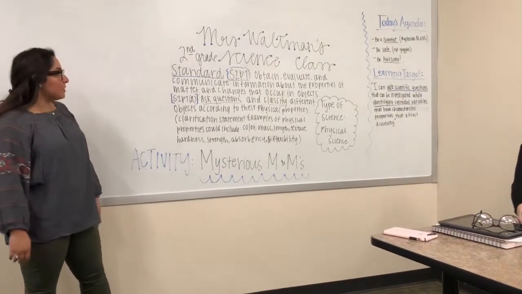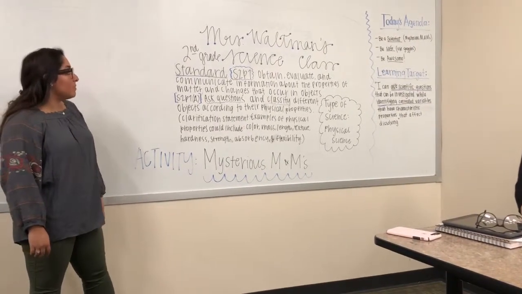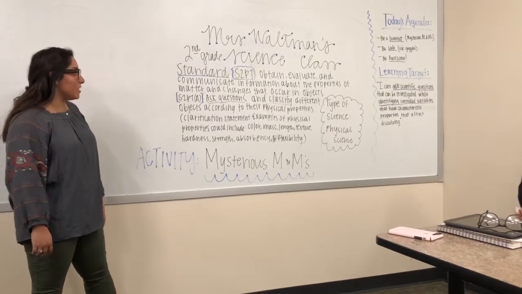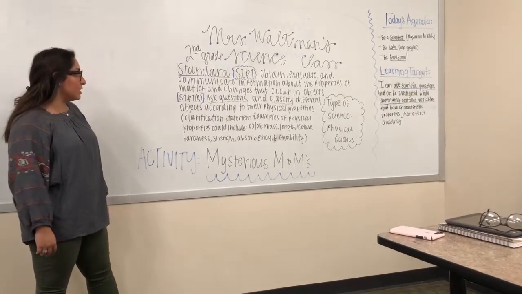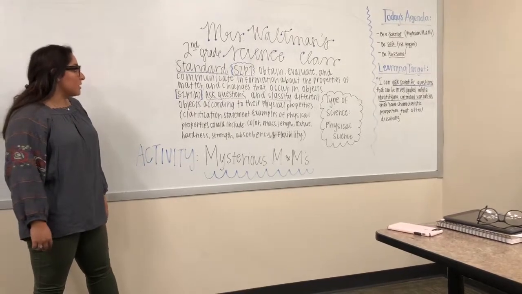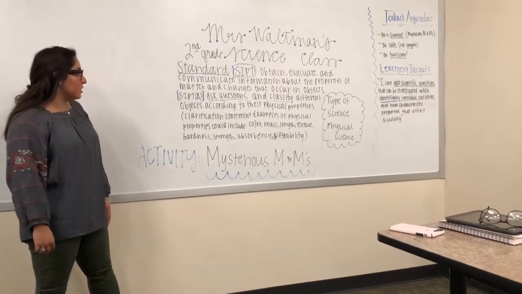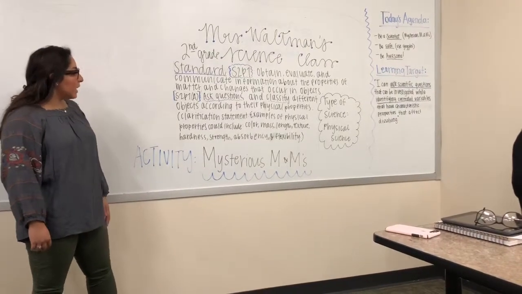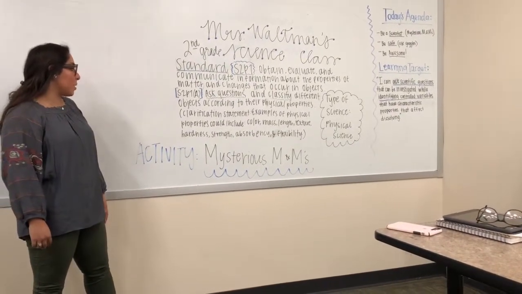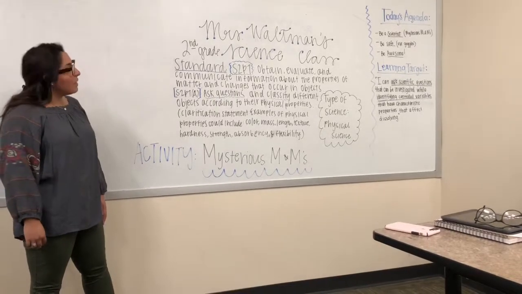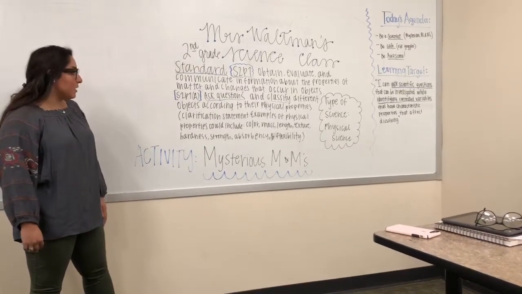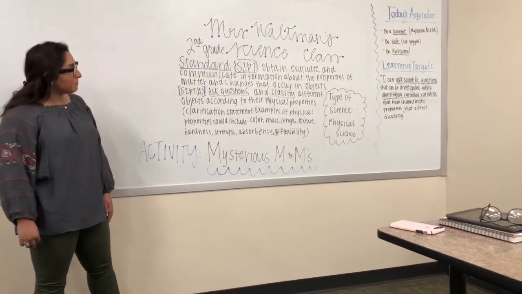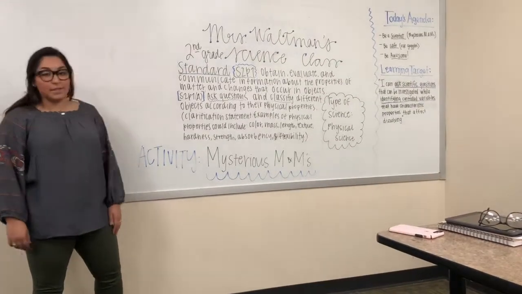The standard that goes with this is S2P1, obtain, evaluate, and communicate information about the property of matter and its changes that occur in objects. S2P1A, ask questions and classify different objects according to their physical properties. Clarification statement: examples of physical properties could include color, mass, length, texture, hardness, strength, absorbency, and flexibility. The type of science that we're doing today is physical science.